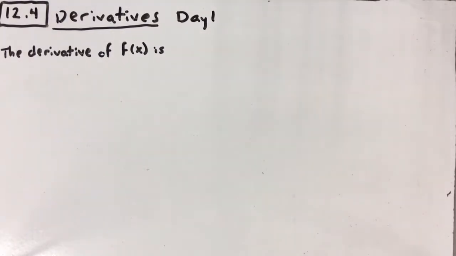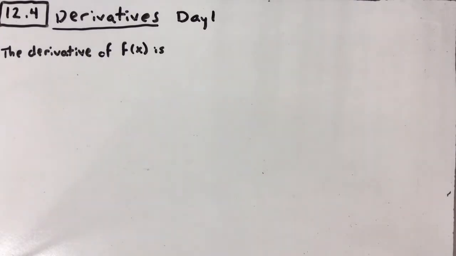All right. Good news, bad news. 12.4, day number 1. Good news. We're almost done. 12.4, that's the last section we are doing this year. We have 3 days, day 1, day 2, day 3. The other good news is it's way easier than section 12.3.